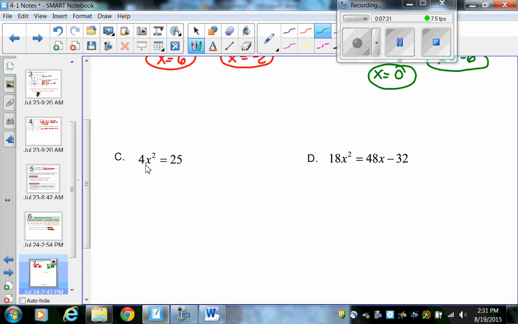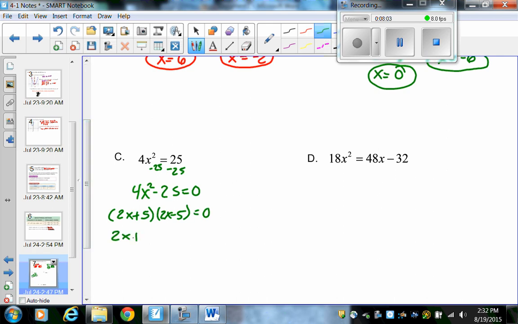So on C, we have different parts on each side. So your goal is to get it equal to 0 first. So all I'm going to do is subtract the 25 over to the other side. So that's going to give me 4x squared minus 25 equals 0. And then from there I can factor it, so there's not a greatest common factor. However, I do realize that this is the difference of squares. So that's going to factor to 2x plus 5 and 2x minus 5.